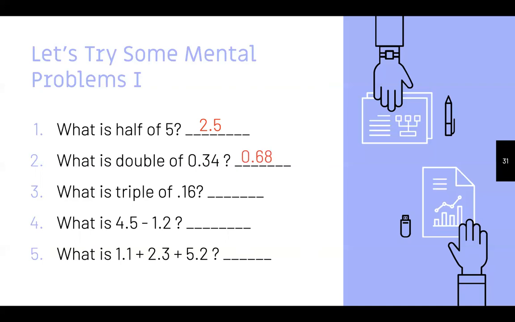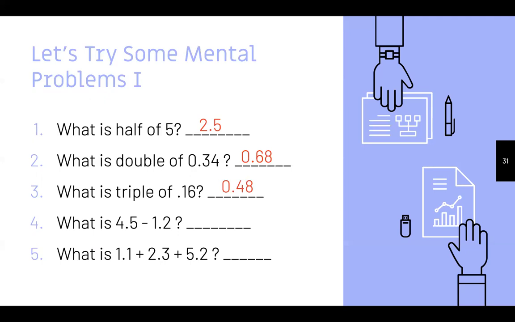What's triple now of 1.6? We have to multiply by 3. So 6 times 3 is 18. Bring the 1 over, drop the 8 down. 3 times 1 is 3, plus the 1, so that becomes 4.8.